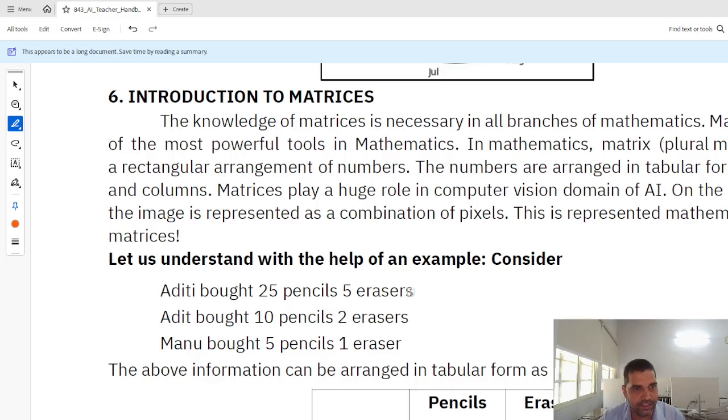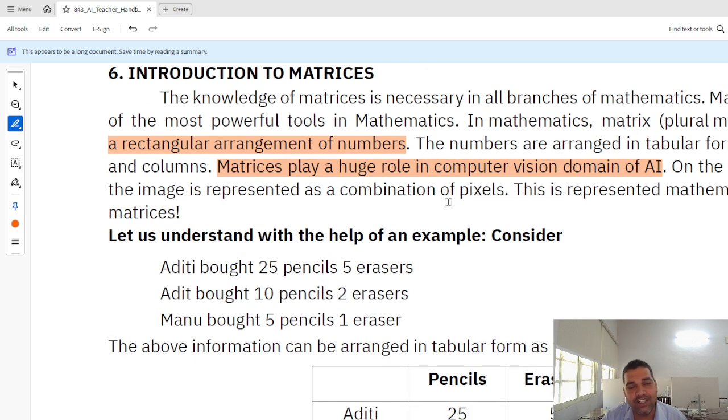The introduction to matrices. Now the knowledge of matrices is necessary in all branches of mathematics. Here in class 11th you are a student of mathematics, and in class 12 you will study about the matrix. So a matrix basically is putting the data in a tabular format, in rows and columns. In mathematics, matrix, plural matrices, is a rectangular arrangement of numbers in rows and columns. Matrices play a huge role in the computer vision domain of AI, wherein we use these matrices in computer vision.